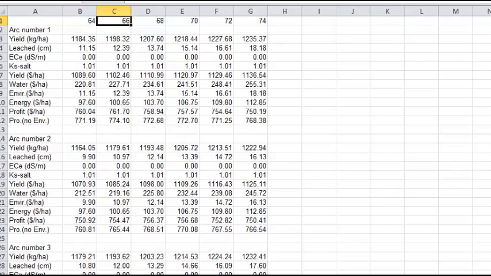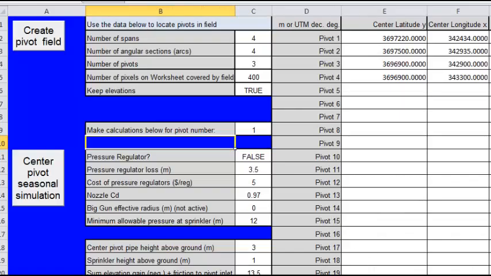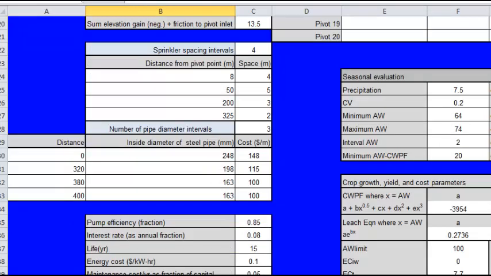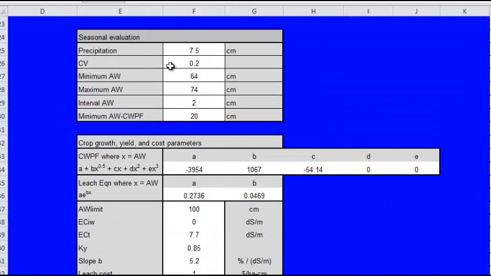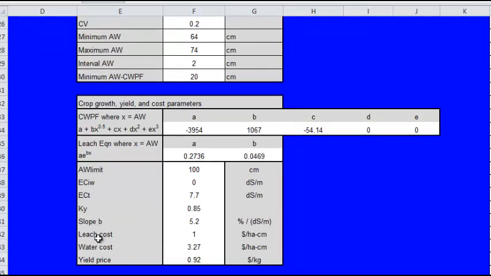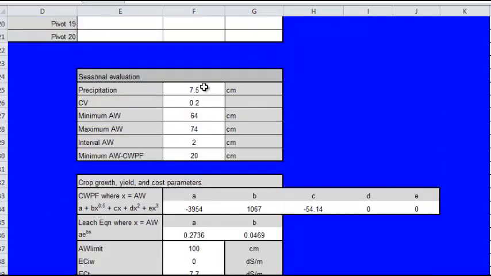And that is all based on this data down here. These are relationships. This is yield versus applied water. This is a relationship for that. And this is the effect of salt and so on. And this is the rainfall that you'd expect. This is the coefficient of variation. So there's variation between sprinklers, and it's not a perfect application.